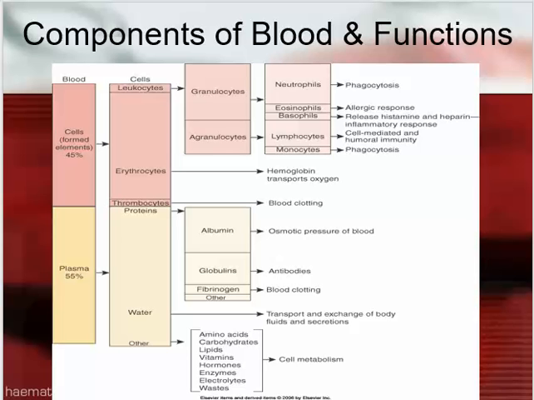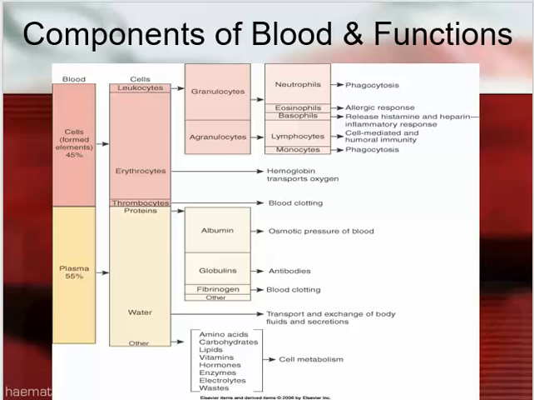Again, review. Formed elements are about 45%. The plasma is about 55%. The formed elements, which are really cell-like structures, are the white blood cells, which are the leukocytes, the erythrocytes, which are the red blood cells, and thrombocytes, which are the platelets. The leukocytes are the granulocytes, and granulocytes have the word phil in them, so neutrophil, eosinophil, and basophil. The agranulocytes are the lymphocytes and the monocytes, which become macrophages, and they're involved in phagocytosis.